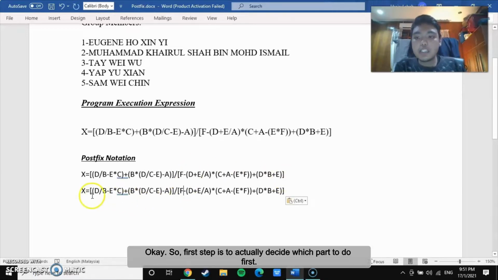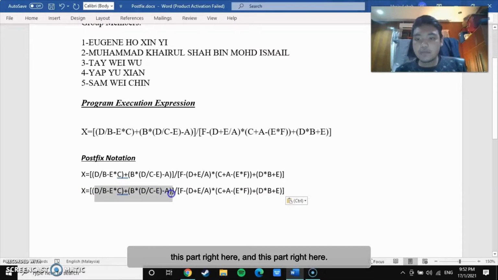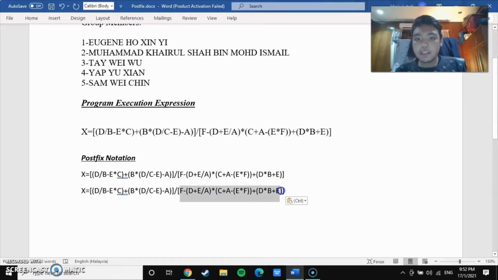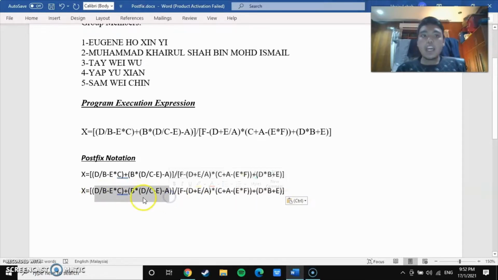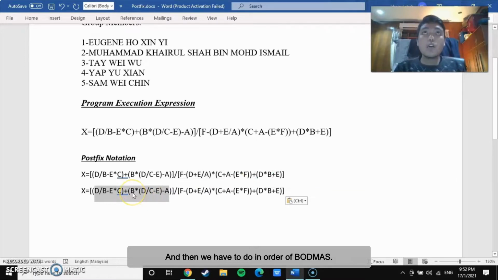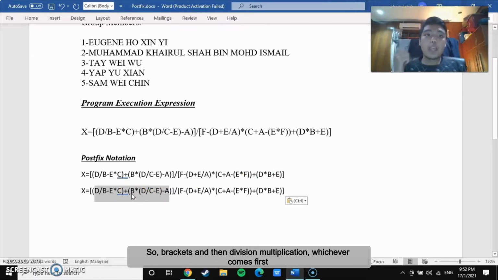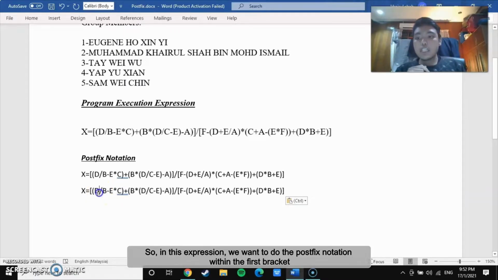Okay, so the first step is to decide which part to do first. As you can see here, our expression can be divided into two parts: this part right here and this part right here. For simplicity, we will be doing this part first. Then we have to do it in order of BODMAS: brackets, then division and multiplication, whichever comes first, and then subtraction and addition, again whichever comes first. So in this expression, we want to do the postfix notation within the first bracket.